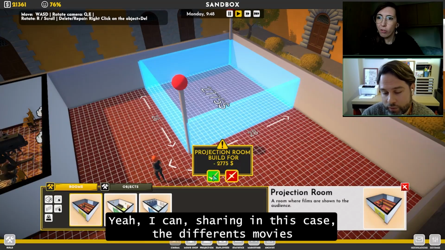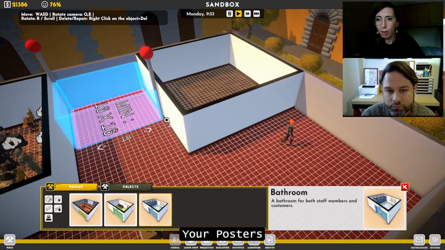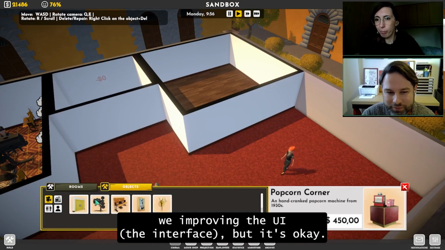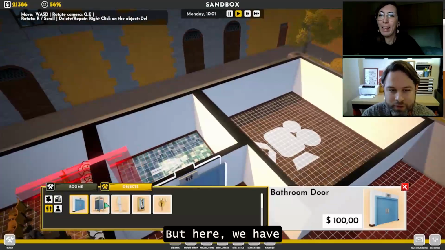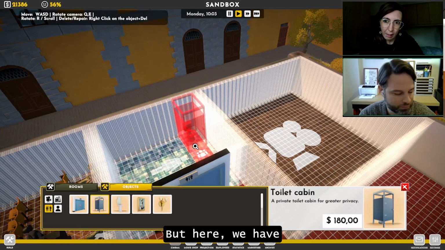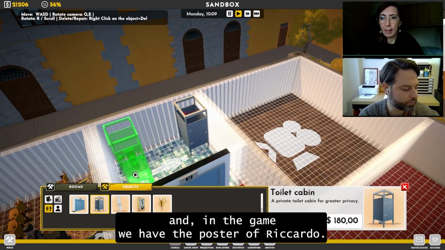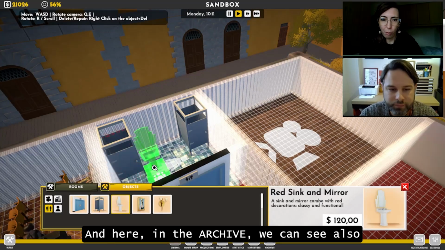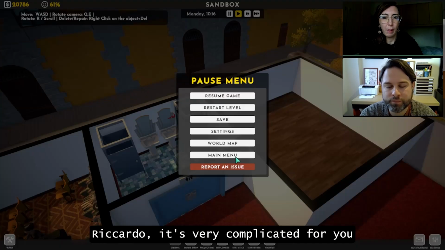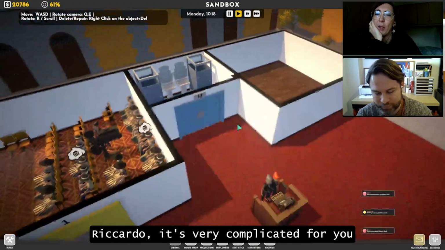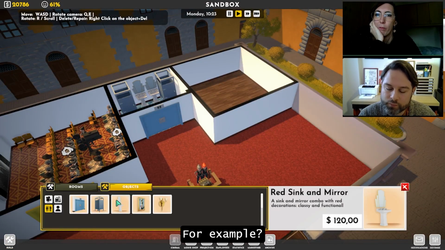Yeah, I can share in this case the different movies that we have in this level. We are improving the UI, the interface, but it's okay. Here we have the original movie poster, and in the game we have the poster by Riccardo, and here in the archive we can also see the frame of the movie. Riccardo, was it very complicated for you to draw the different frames of this movie, for example?